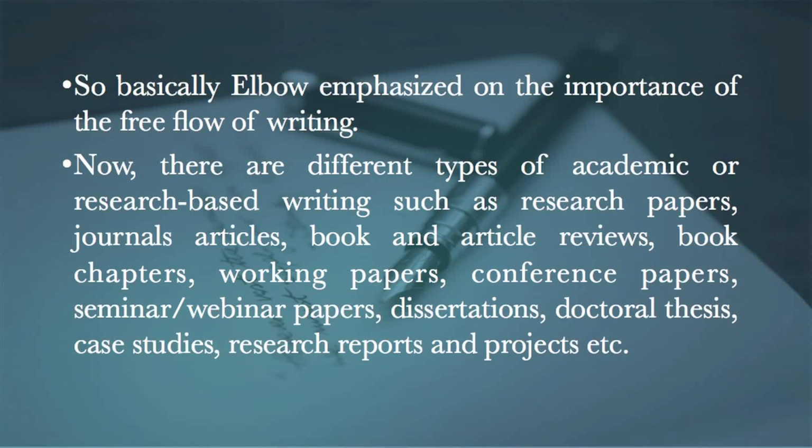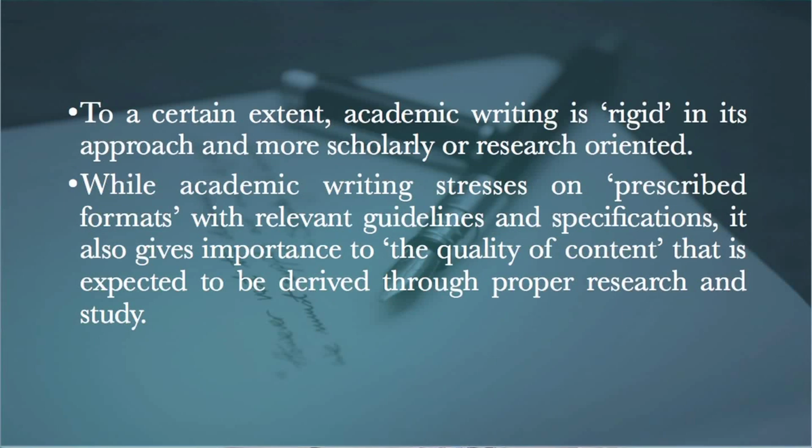Now, there are different types of academic or research-based writings, such as research papers, journal articles, book and article reviews, book chapters, working papers, conference papers, seminar, webinar papers, dissertations, doctoral theses, case studies, research reports and projects, among others. To a certain extent, academic writing is rigid in its approach and more scholarly or research-oriented. While academic writing stresses on prescribed formats with relevant guidelines and specifications, it also gives importance to the quality of content that is expected to be derived through proper research and study.